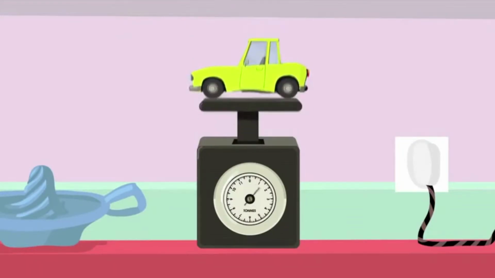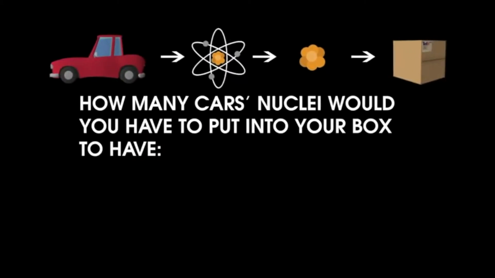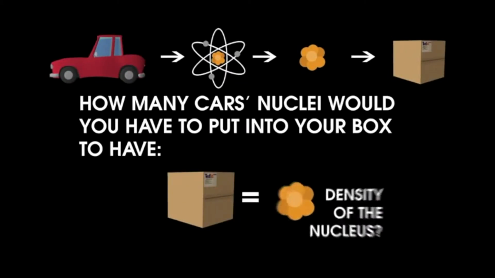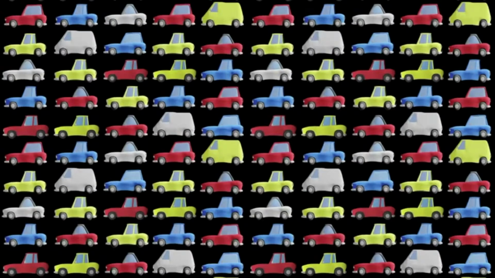And let's go and grab all of the nuclei from a typical car. Now, cars on average weigh 2 tons. How many cars' nuclei would you have to put into the box to have your 1 foot box have the same density of a nucleus? Is it 1 car? 2? How about 100? Nope, nope, and nope. The answer is much bigger.